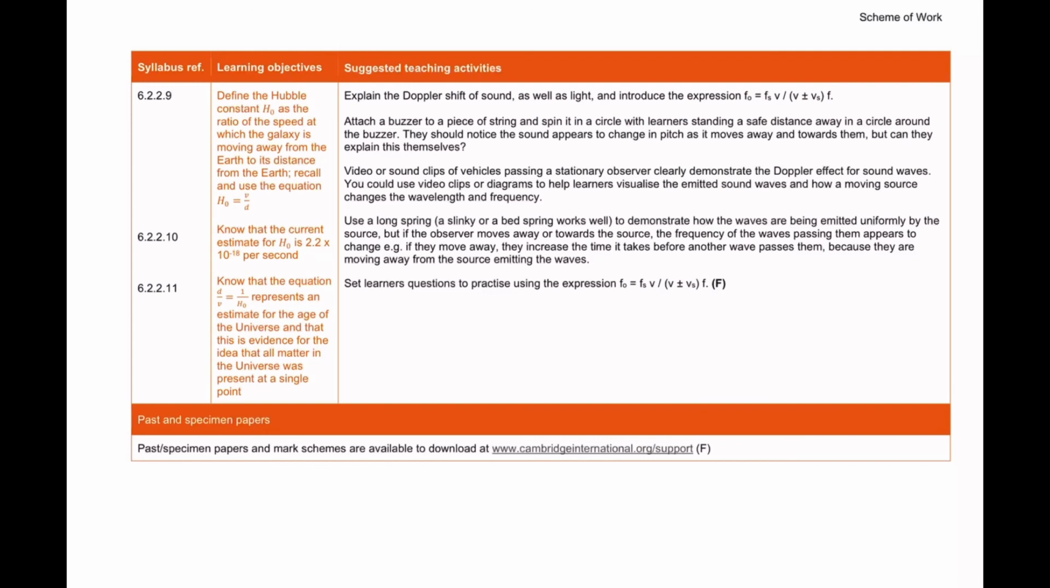Recall and use the equation H0 = v/D. Note that the current estimate for H0 is 2.2 × 10^-18 per second. Note that the equation D/v = 1/H0 represents an estimate for the age of the universe, and that is the evidence for the idea that all matter in the universe was present at a single point.